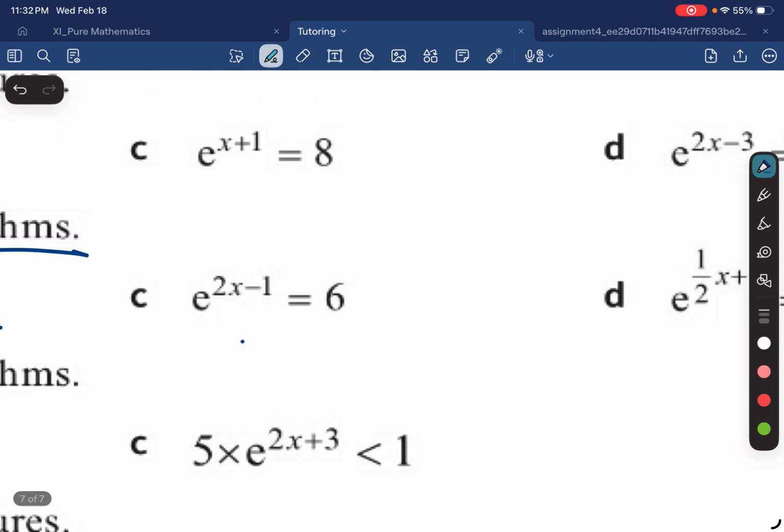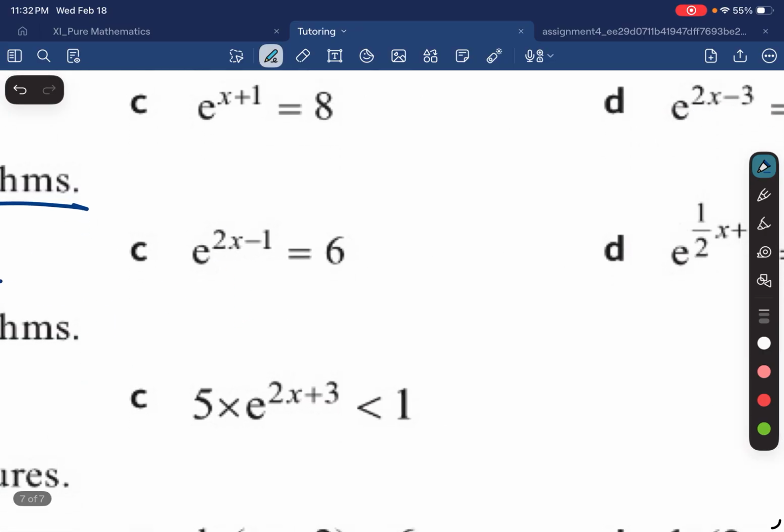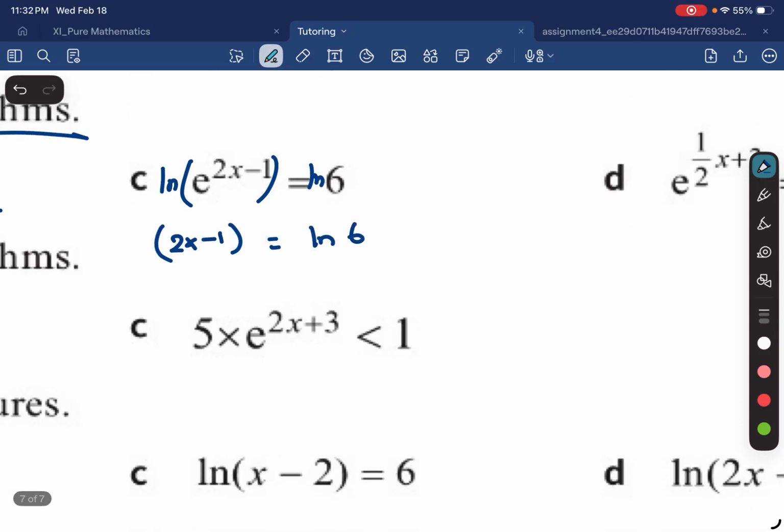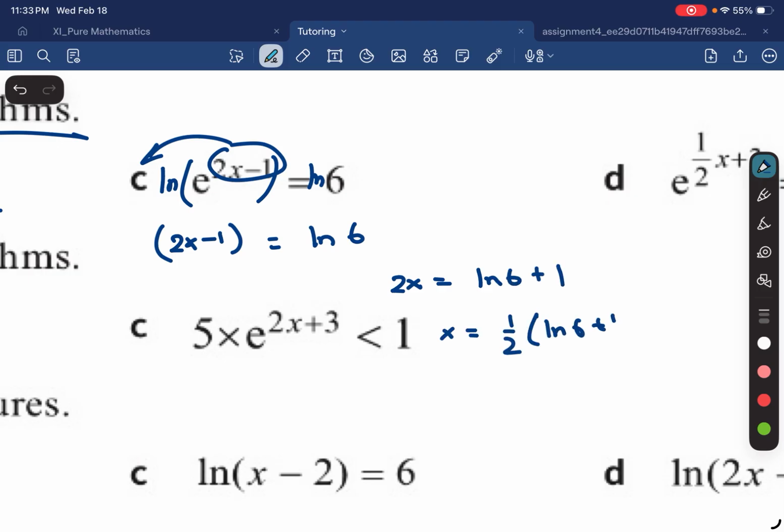And here, I can directly take the natural log as well. If I directly take the natural log, I get 2x minus 1 is equal to ln 6, because the exponent comes to the front and ln e is just 1. So 2x is going to be ln 6 plus 1, and x is going to be half of (ln 6 plus 1).